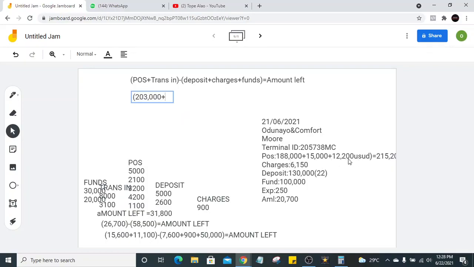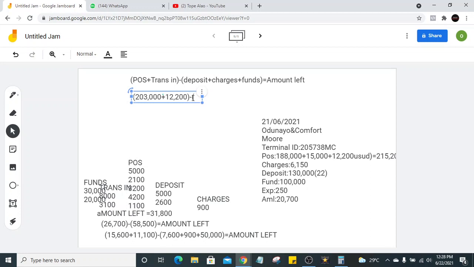So plus trans in. I told you that trans in for us is 12,200. That's USSD, 12,200. So you close the brackets, and you put this minus here. As simple as that.